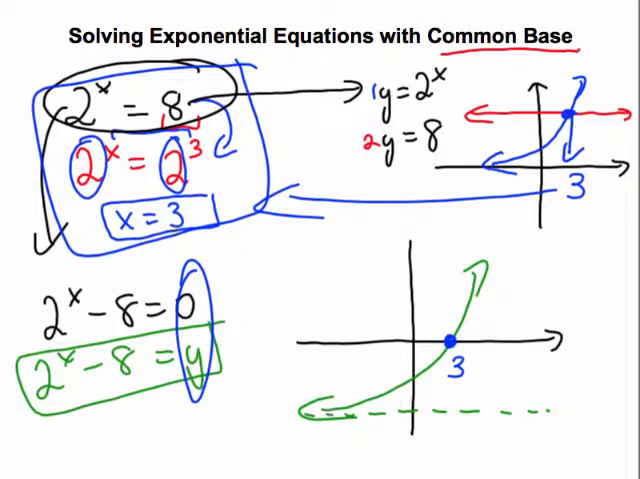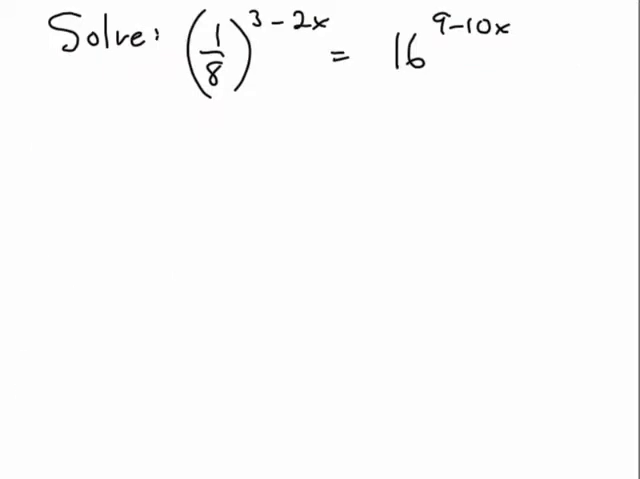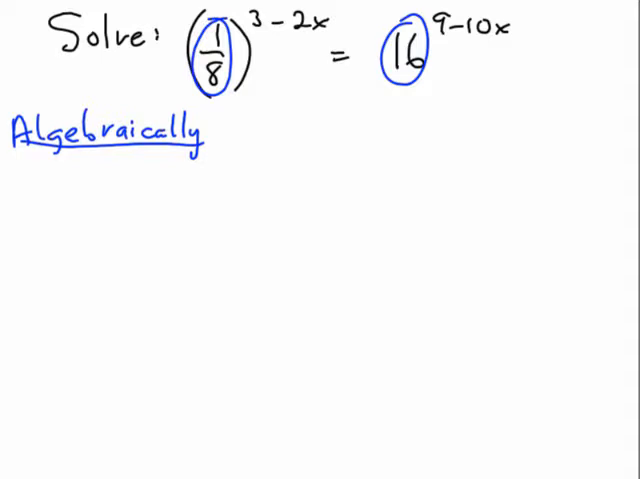Alright, let's apply all this to a more complex situation. Here's our more complex exponential equation. We have constant bases and exponents involving variables, and we want to find out what value of x makes both sides the same. First of all, let's look at solving this algebraically. The way we're focusing on at the moment is by writing each side of the equation with a common base. If I think about my bases 1/8 and 16, hopefully you'll realize that both of those can be written as 2 to the something.